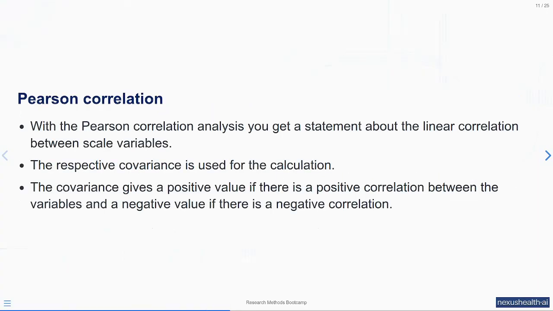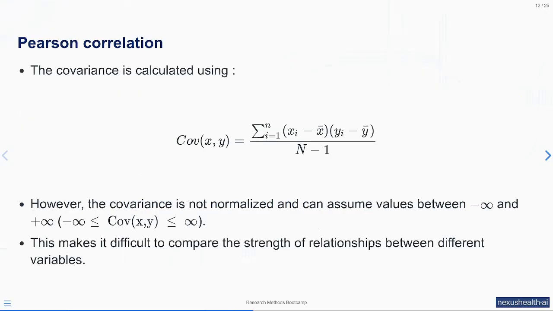With Pearson correlation analysis, we get a statement about the linear correlation between scale variables. And when we say scale variables, we are referring to continuous variables. The respective covariance is what is used for the calculation. The covariance gives a positive value if there's a positive correlation between the variables, and it provides us a negative value if there is a negative correlation. The covariance is calculated as follows.